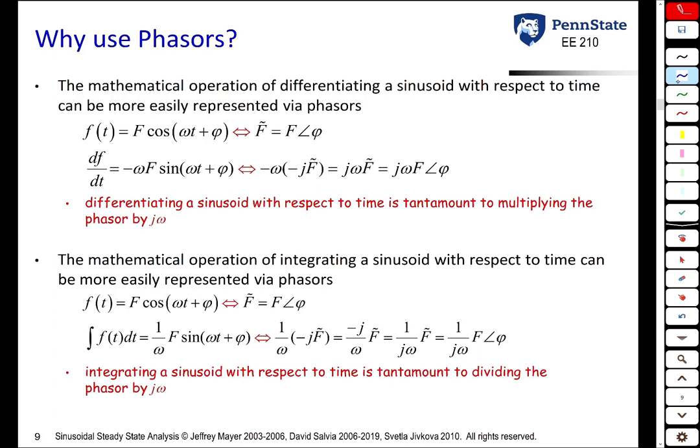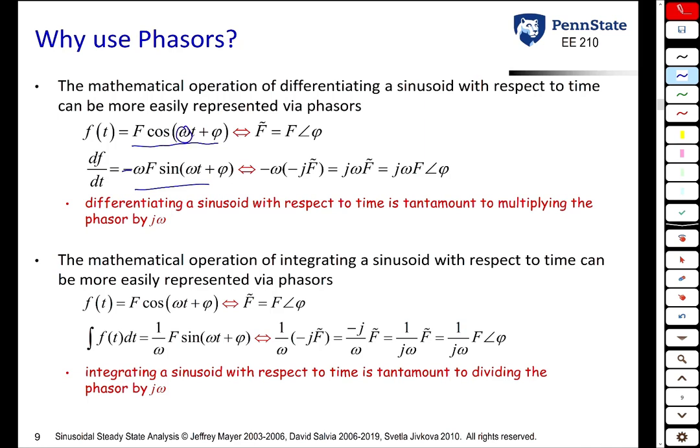Well, as I said before, they're useful because it allows us to use one complex number to store two pieces of information, the magnitude and the phase. But there's another advantage as well. Let's look at differentiation and integration in the time domain and see how they transform in the phasor domain. So think about a cosine function in the time domain. When you take its derivative, what happens? The derivative of cosine is negative sine, so you get a negative out front, and it becomes a sine.